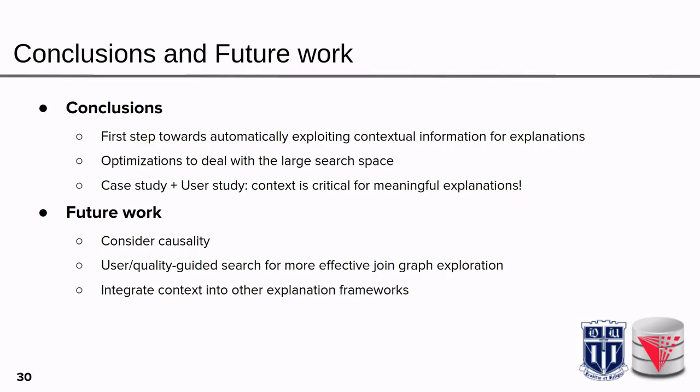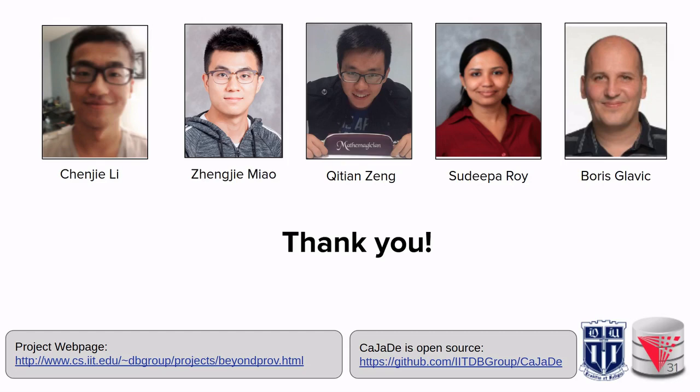In future work, we want to bring causality into consideration when generating the patterns. Also, we want to further refine the search strategy, such as bringing the user in the loop or quality-guided search. And furthermore, we want to integrate context into other explanation frameworks.